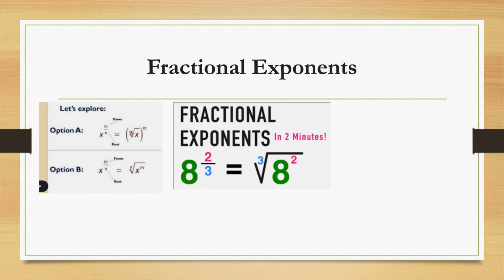Of course, these days you could take your calculator and do 8, then the caret symbol or the up arrow symbol, which is on the right-hand side, and then in parentheses, 2 divided by 3, and it'll tell you 4.